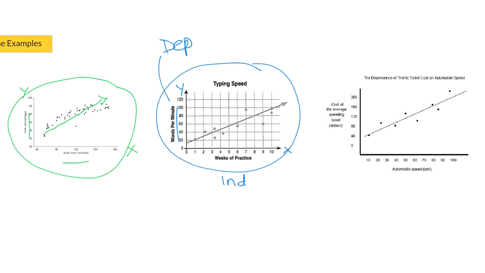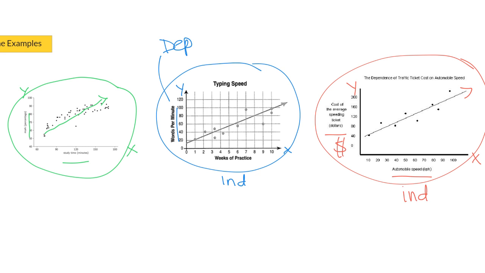The third graph over here has to do with speed of a car in kilometers per hour and the cost of the average speeding ticket, another positive correlation. The faster you're driving, the more expensive your speeding ticket will be, potentially, based on this graph. So again, automobile speed on the x-axis, that's the independent variable. And on the y-axis, we have the cost or the amount of money you would pay for a speeding ticket. That is dependent on how fast you are going.